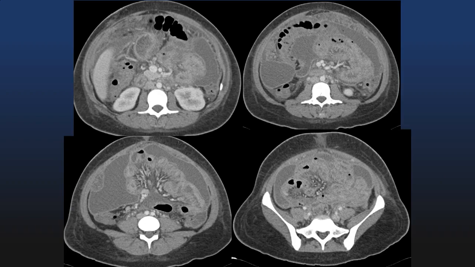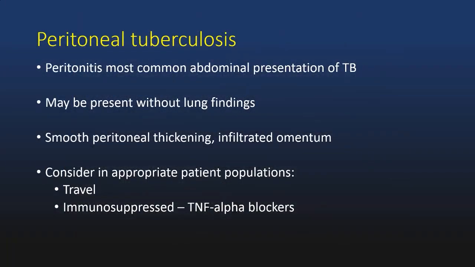However, she was having night sweats and weight loss. And so after paracentesis and omental biopsy, a diagnosis of peritoneal tuberculosis was made. Remember that peritonitis is the most common abdominal presentation of tuberculosis. You may have peritoneal tuberculosis without lung findings.